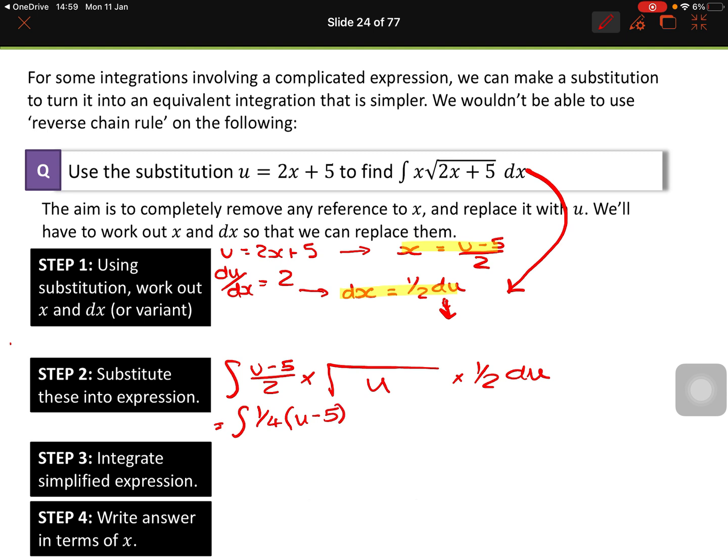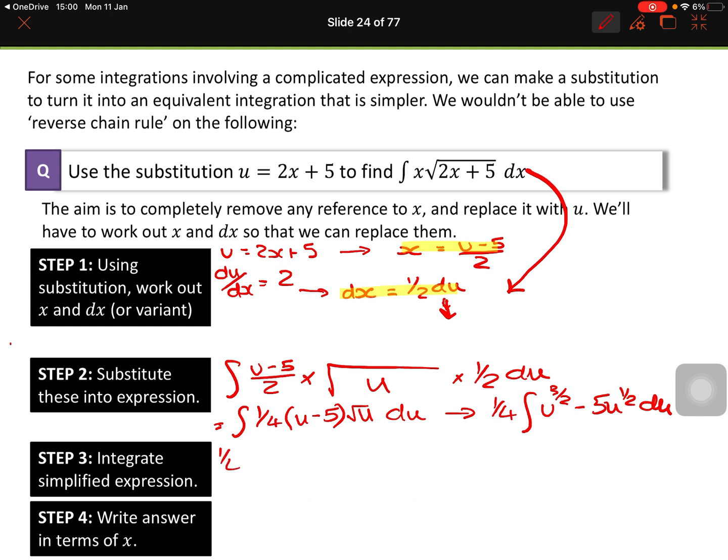This is just a case of tidying it up a bit. We have lots of u minus 5, lots of root u du, which in order to integrate, we're just going to expand out and put into singular powers. So u to the half times u is u to the 3 over 2. We end up with a quarter, so I'm going to take the quarter out of my integral: u to the 3 over 2, subtract 5u to the half, du. All that is a little bit of manipulation. We can now integrate our expression.